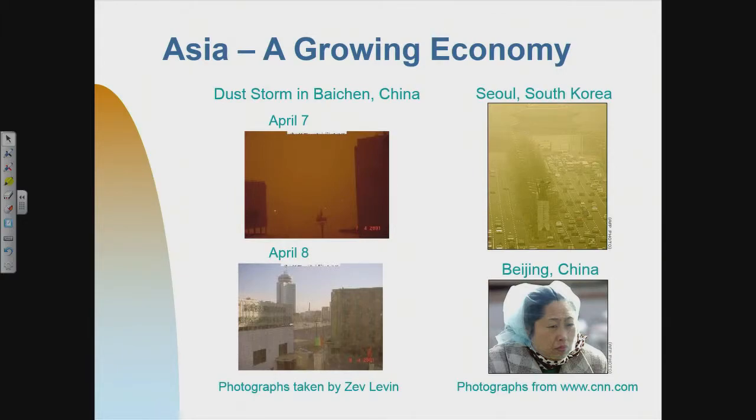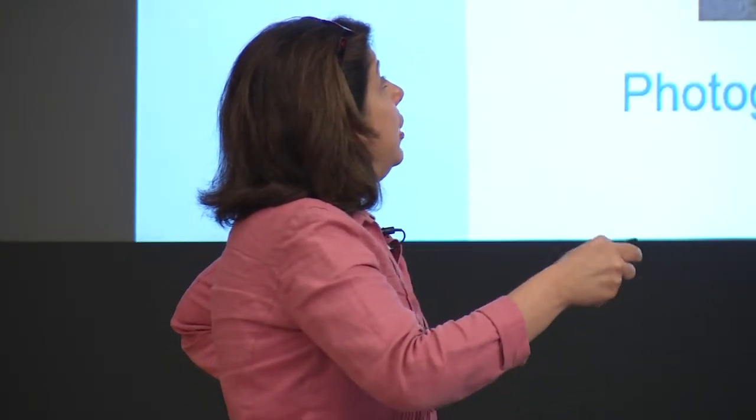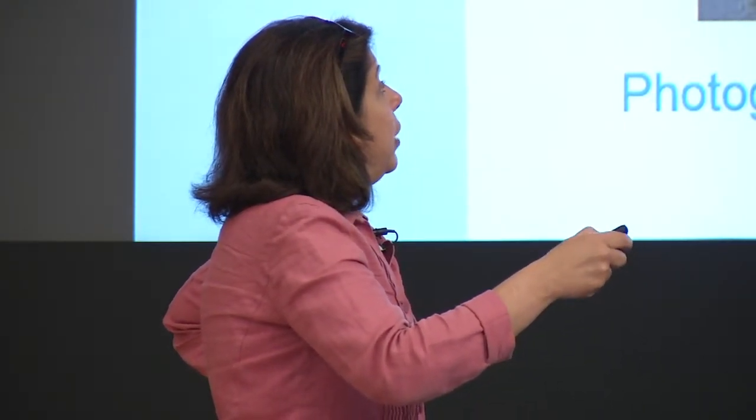There's also a lot of stuff coming from Asia, is how I'll put it. We have a lot of dust storms. We have a lot of industry going on. This is a dust storm that happened in China, April 7th versus April 8th. And so we can see, depending on the given day, that visibility can be very different depending on the particulate matter. Here's an example in Seoul, Korea, showing a high particulate matter day.